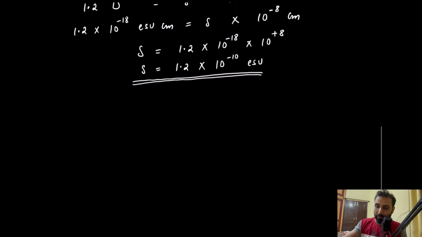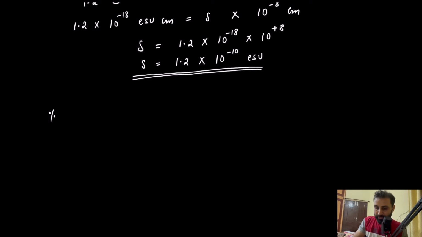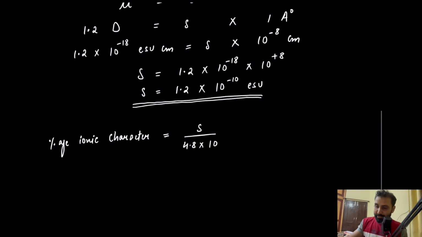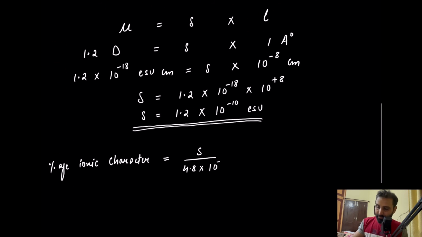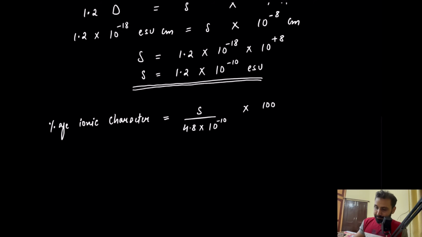So now let's put this value in the formula of percentage ionic character. Percentage ionic character is equal to delta divided by 4.8 into 10 to the power minus 10 into 100. Now let's put the values over here. The value of delta is 1.2 into 10 to the power minus 10 divided by 4.8 into 10 to the power minus 10 into 100. It comes out to be 25%.